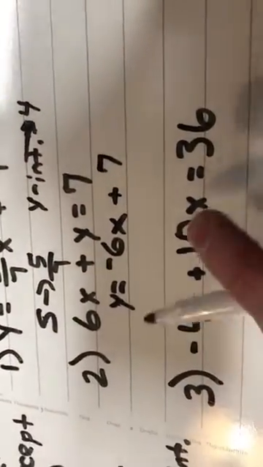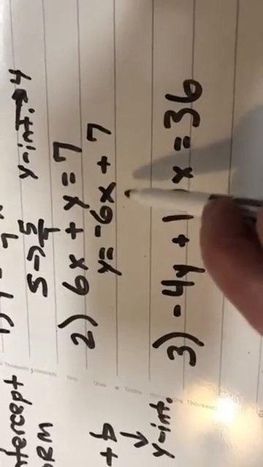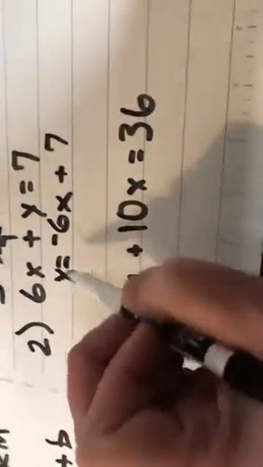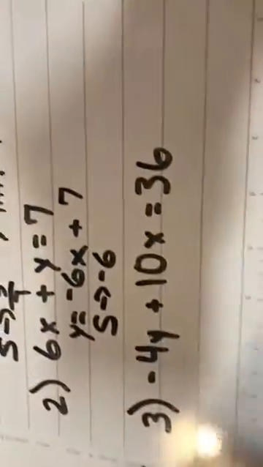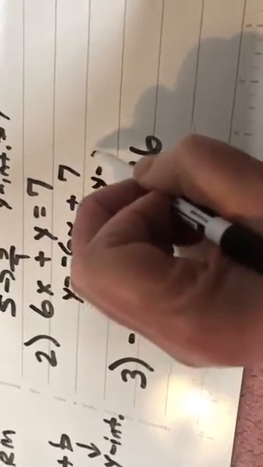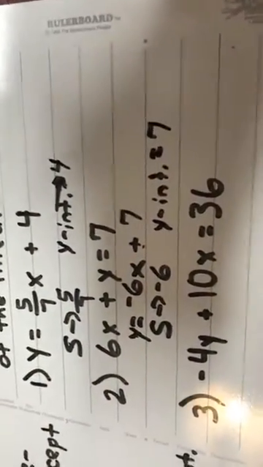Now I have it in slope-intercept form. Y equals mx. The m is represented by negative 6. So that is my slope. My slope is negative 6. My y-intercept is my plus 7. My y-intercept is equal to 7. That is how we do that.